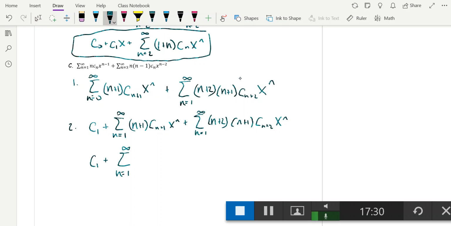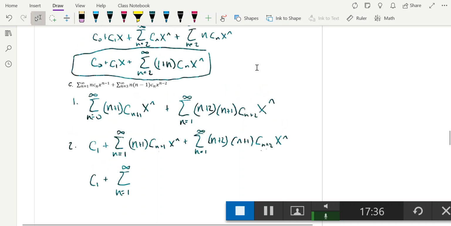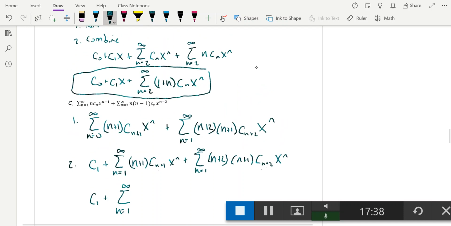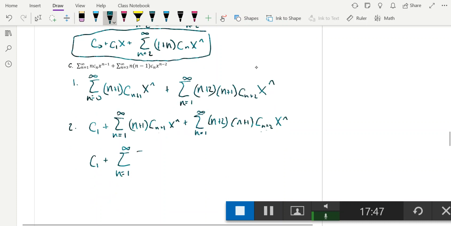And looking ahead, this is Cn plus 1, this is Cn plus 2. I won't be able to combine those like I did in the previous problem where I had an nCn and a Cn. Those both had Cn in them. I could factor the Cn out.